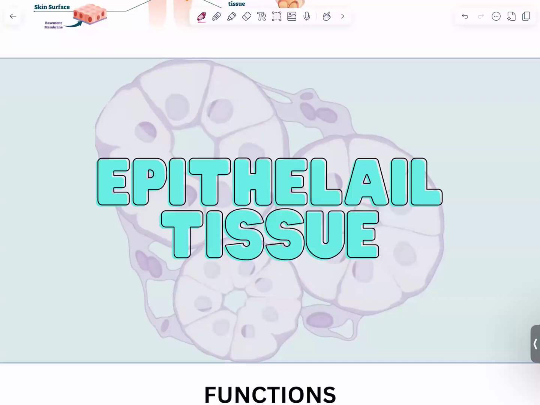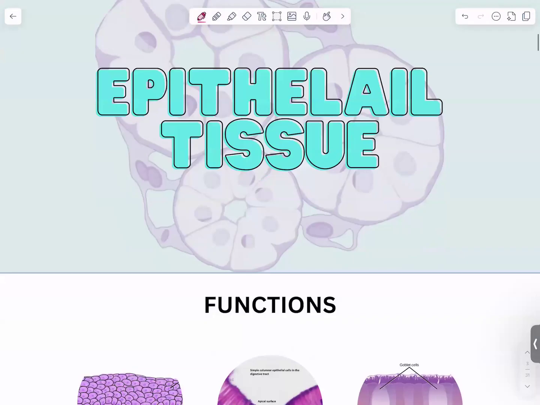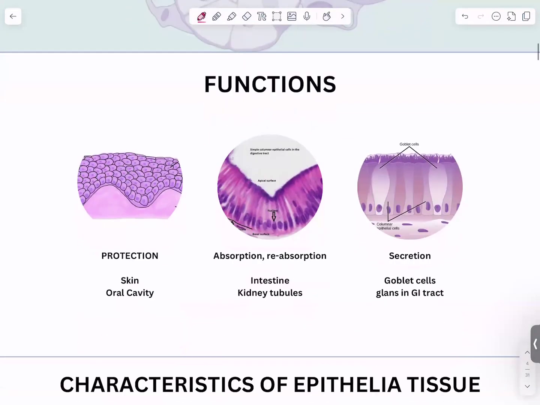So epithelial tissue is a very, very basic type of human tissue. For example, your skin is a kind of epithelial tissue. We have different types of epithelial tissue in different locations with different functions. One of the main functions of the epithelial tissue, as in the skin, is protection.